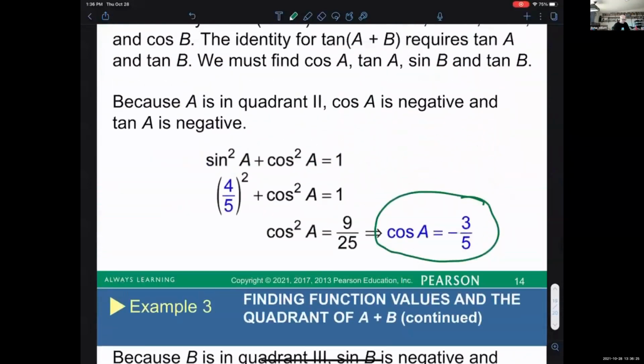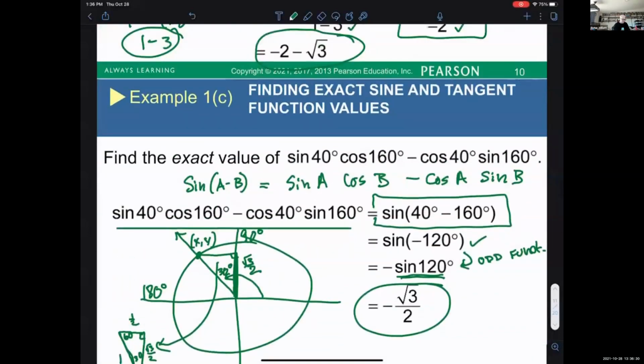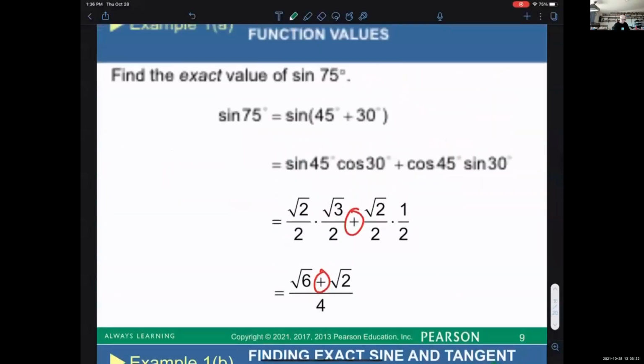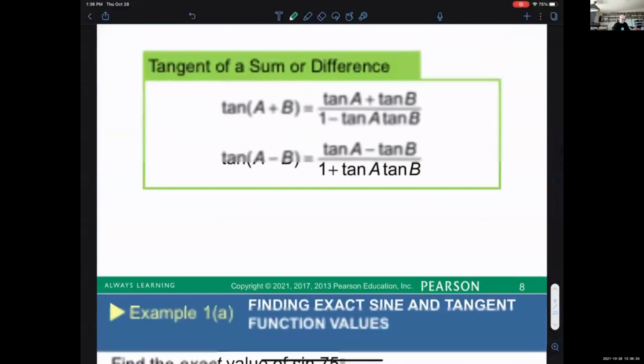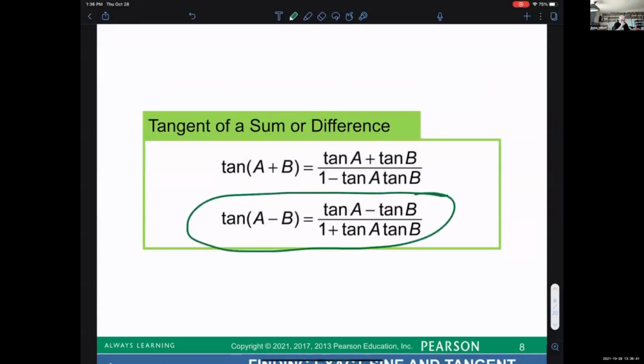Oops, a little bit farther back. A lot farther back. And I'm getting blurry. There it is. So our formula for the difference is right here. Tan of A minus B is tan A minus tan B over 1 plus tan A tan B. So the minus is in the top and the plus is in the bottom.